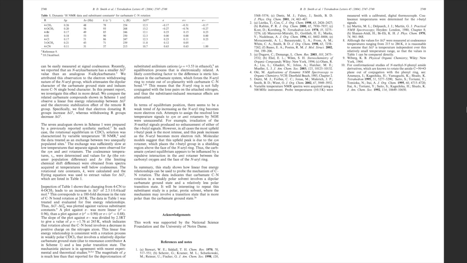Recently, we reported that an N-aryl carbamate has a smaller delta G double dagger value than an analogous N-alkyl carbamate. We attributed this observation to the electron withdrawing nature of the N-aryl group, which attenuates the dipolar character of the carbamate ground state and induces more carbon-nitrogen single bond character. In this present report, we investigate this effect in more detail. We compare the related carbamate compounds shown in Scheme 1 and observe a linear free energy relationship between delta G double dagger and the electronic stabilization effect of the remote R group. Specifically, we find that electron-donating R groups increase delta G double dagger, whereas withdrawing R groups decrease delta G double dagger.